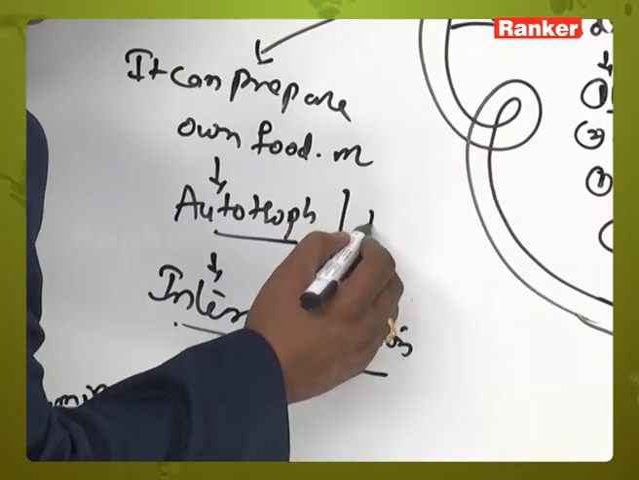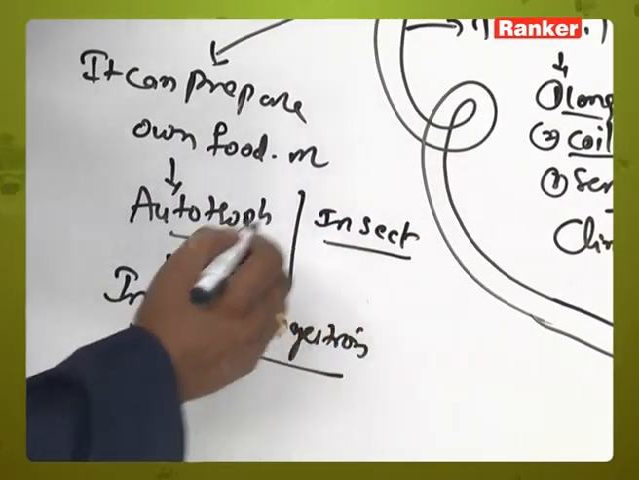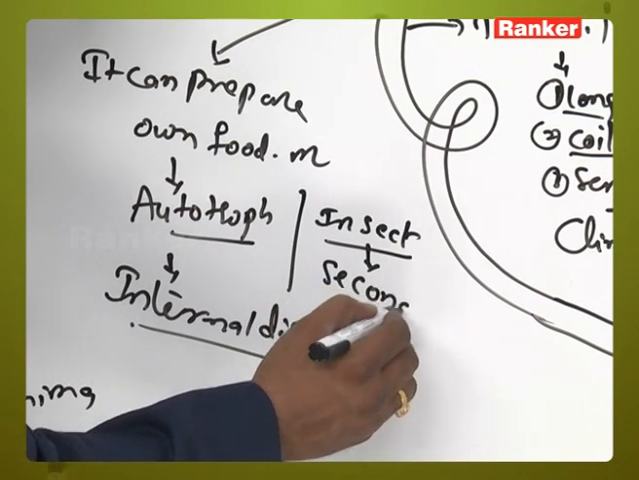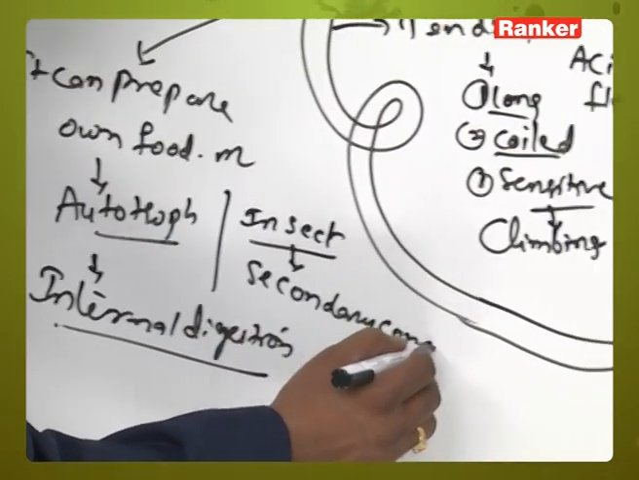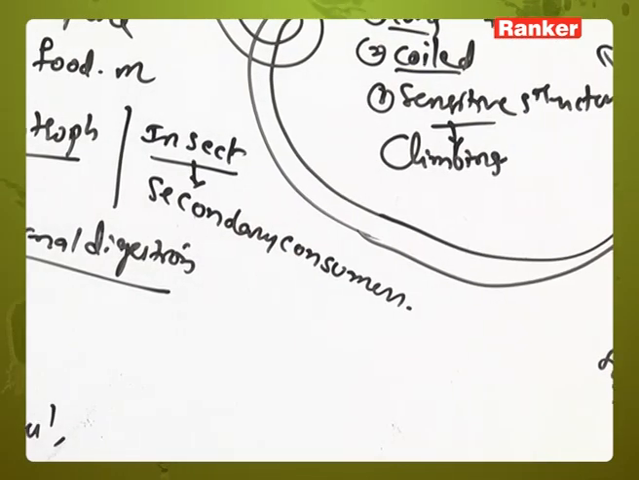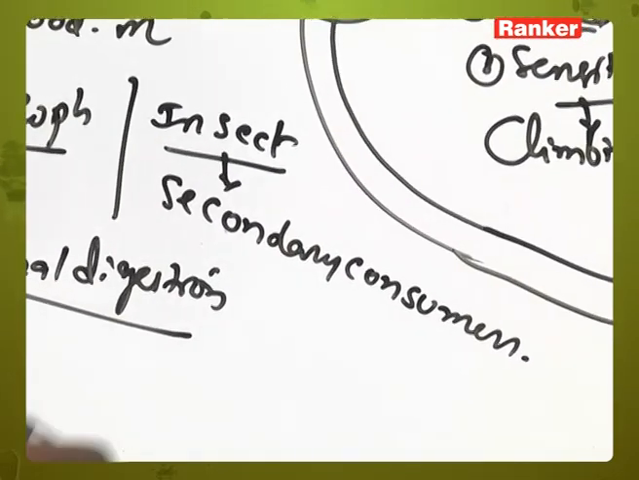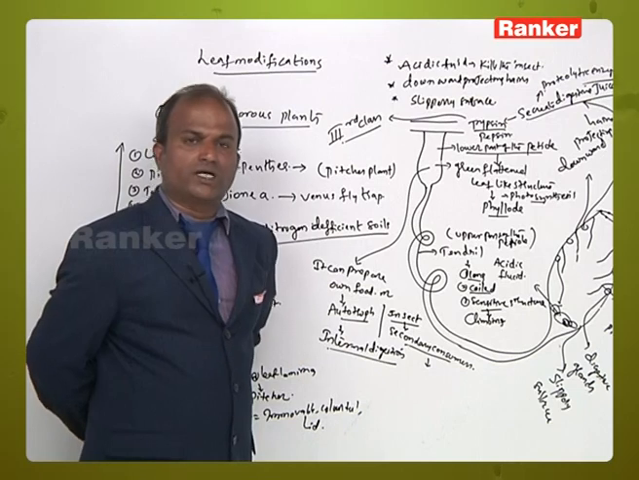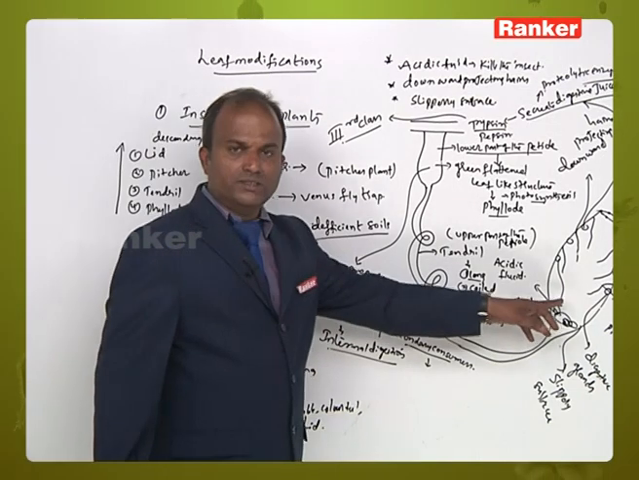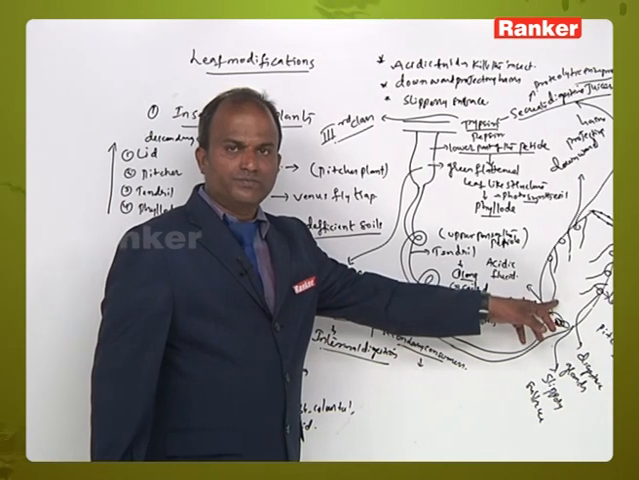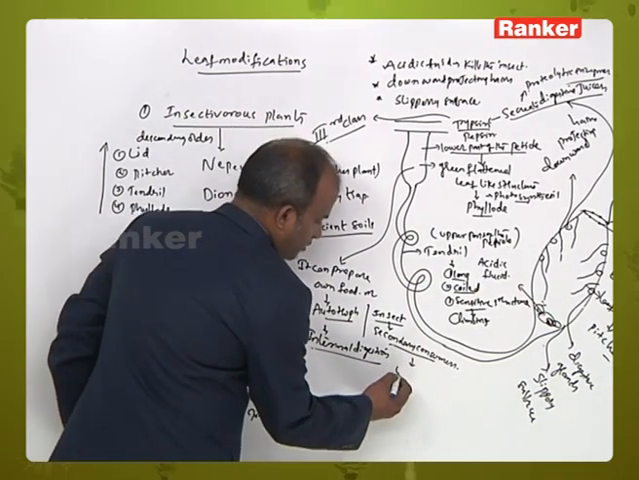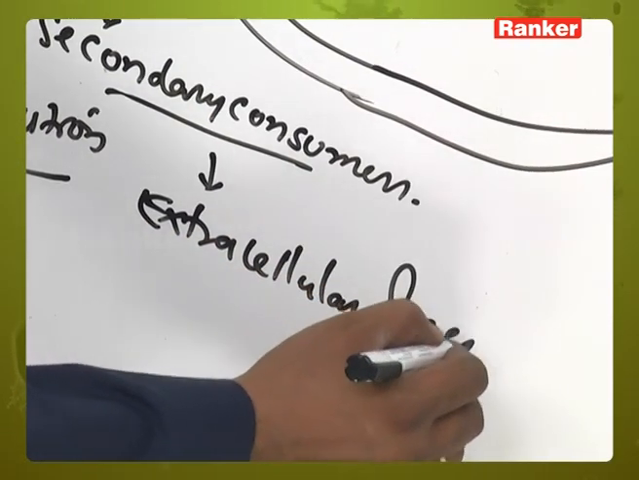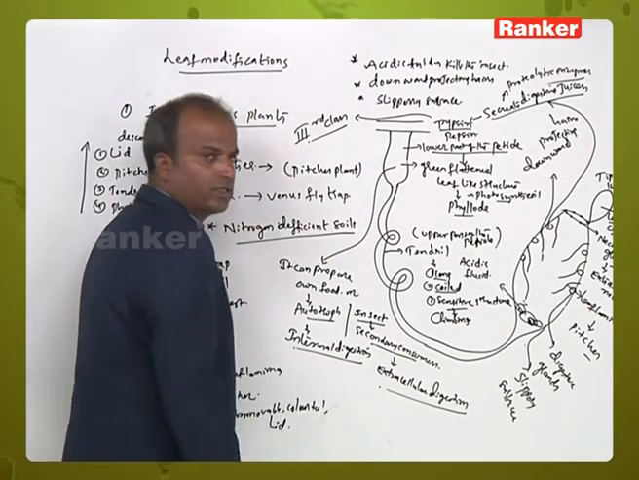But as it captures insects, can we call it a secondary consumer? Yes, it is called a secondary consumer. That means this Nepenthes plant shows extracellular digestion. Yes. Why? Because the insect is digested outside the leaf, no? So it is called extracellular digestion.